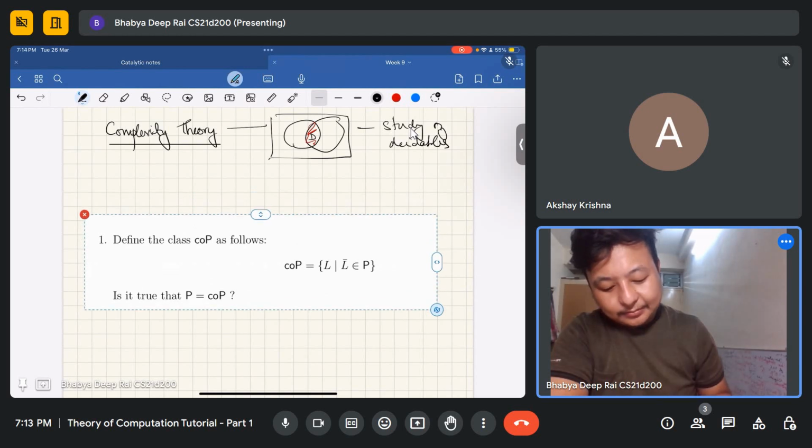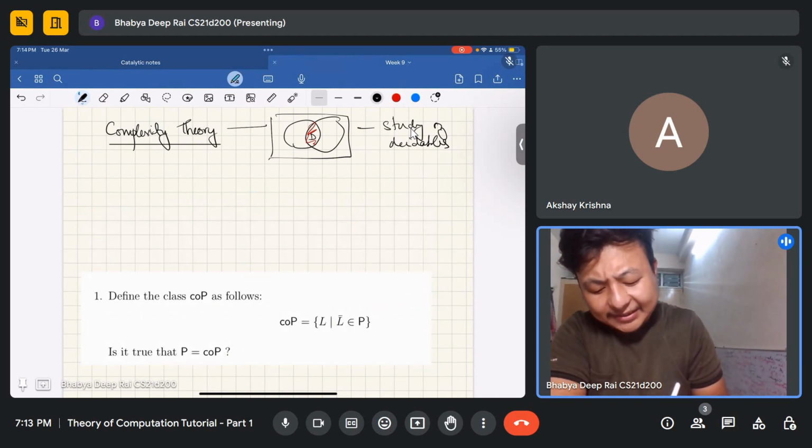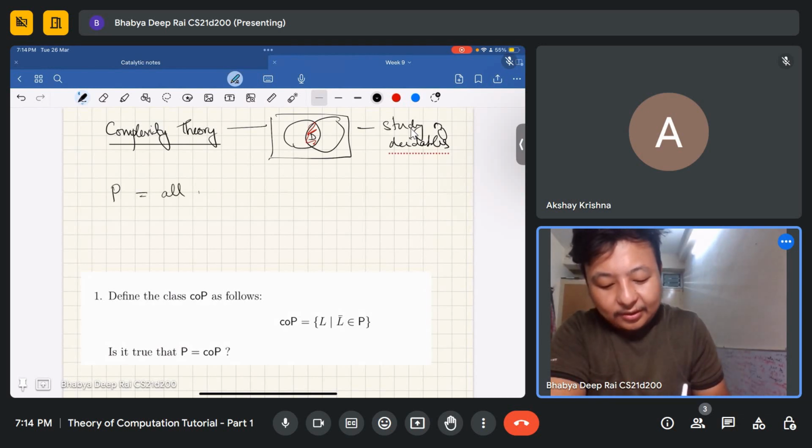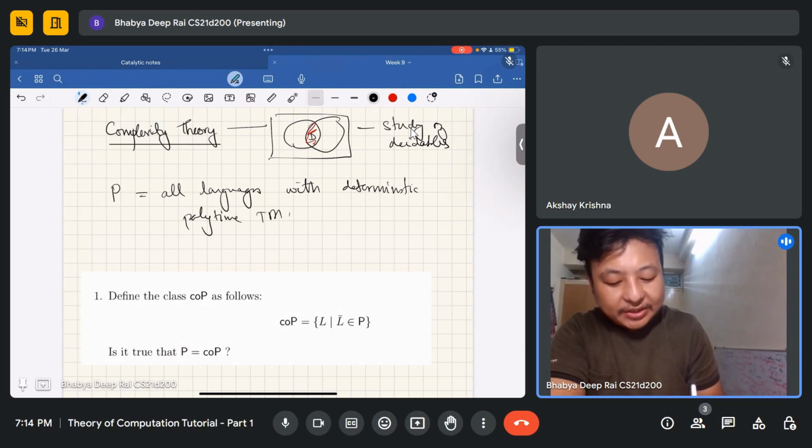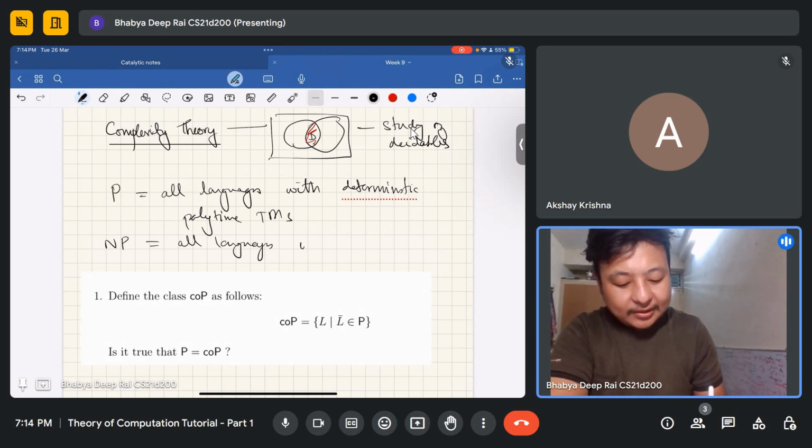So I hope you have seen in the lectures that the class P is all languages with deterministic polynomial time Turing machines, and the class NP is all languages with non-deterministic polynomial time Turing machines.